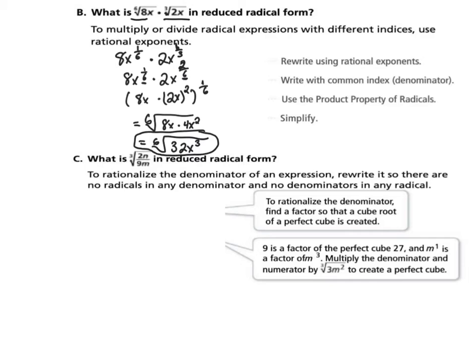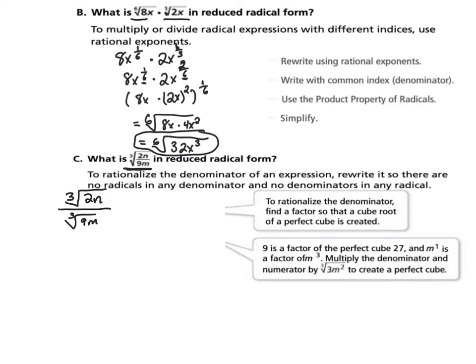Now this next problem deals with something called rationalizing the denominator. What we want to do is get any radicals or anything like that away from our denominator. We can't have them in our denominator. So we're going to do this thing called rationalizing them. First we want to rewrite this as a radical over a radical: the cube root of 2n over the cube root of 9m.